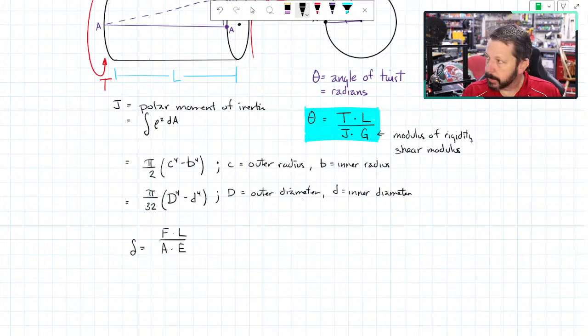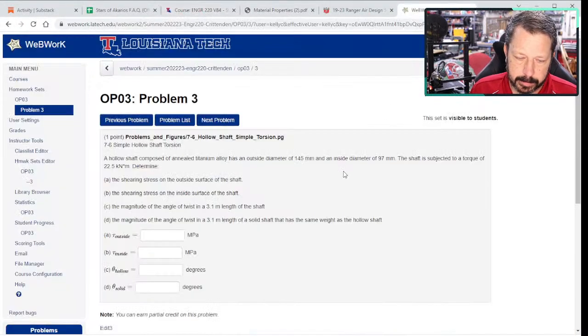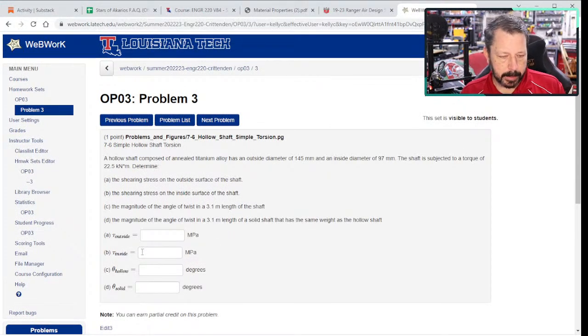Let's look at WebWork and see if we can find us a problem to work. Let's see. Oh yeah, I'd already pulled this one up. Let's just do this one. This one will let us go back and do some of the stuff from last time and some of the angle of twist. So this is a good problem. Let me chop it out of here so that we can paste it into OneNote.